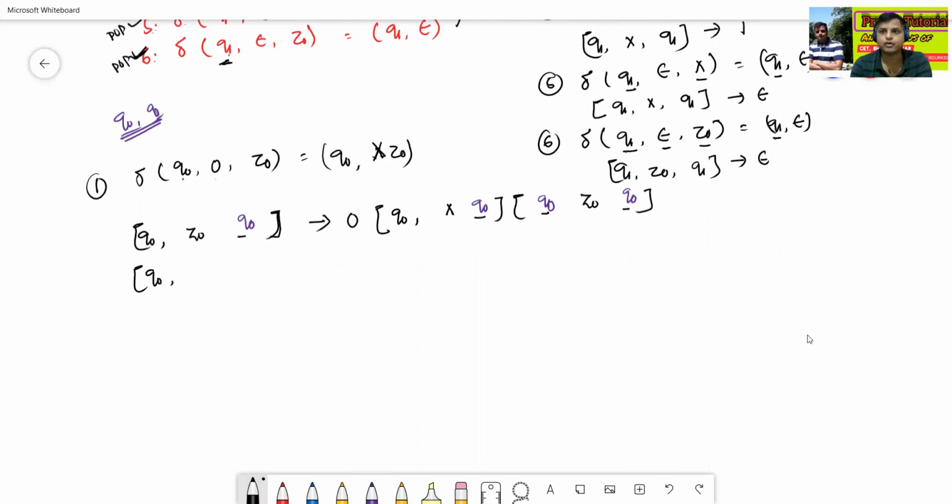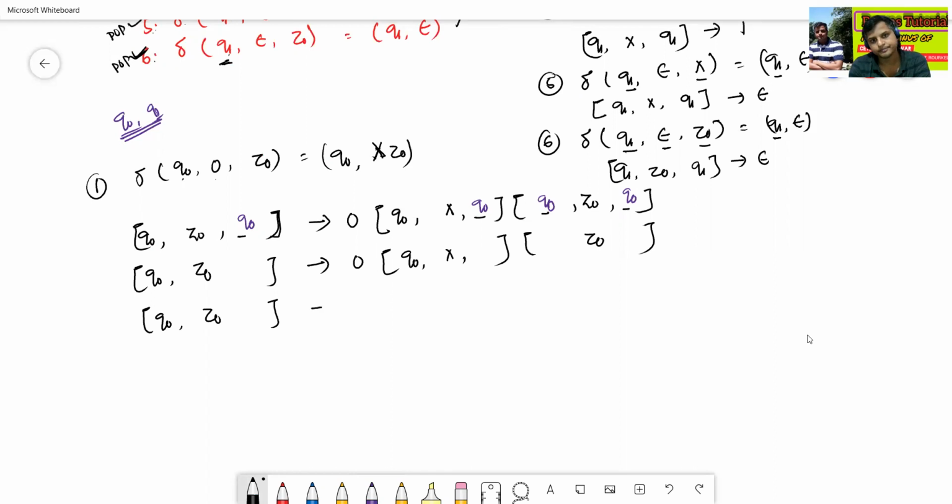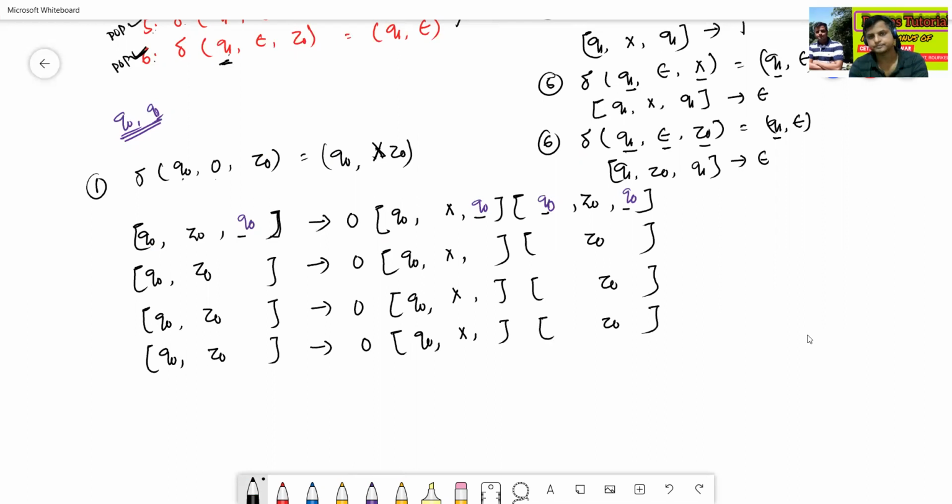See how to take. Q0 total, we can get four productions: Q0 Z0 0, Q0, here all are comma, this is Z0. Q0 means copy all, just like for the first one Z0, this is 0, Q0, comma X, this is Z0, Q0 Z0 0 Q0 X Z0. Okay.